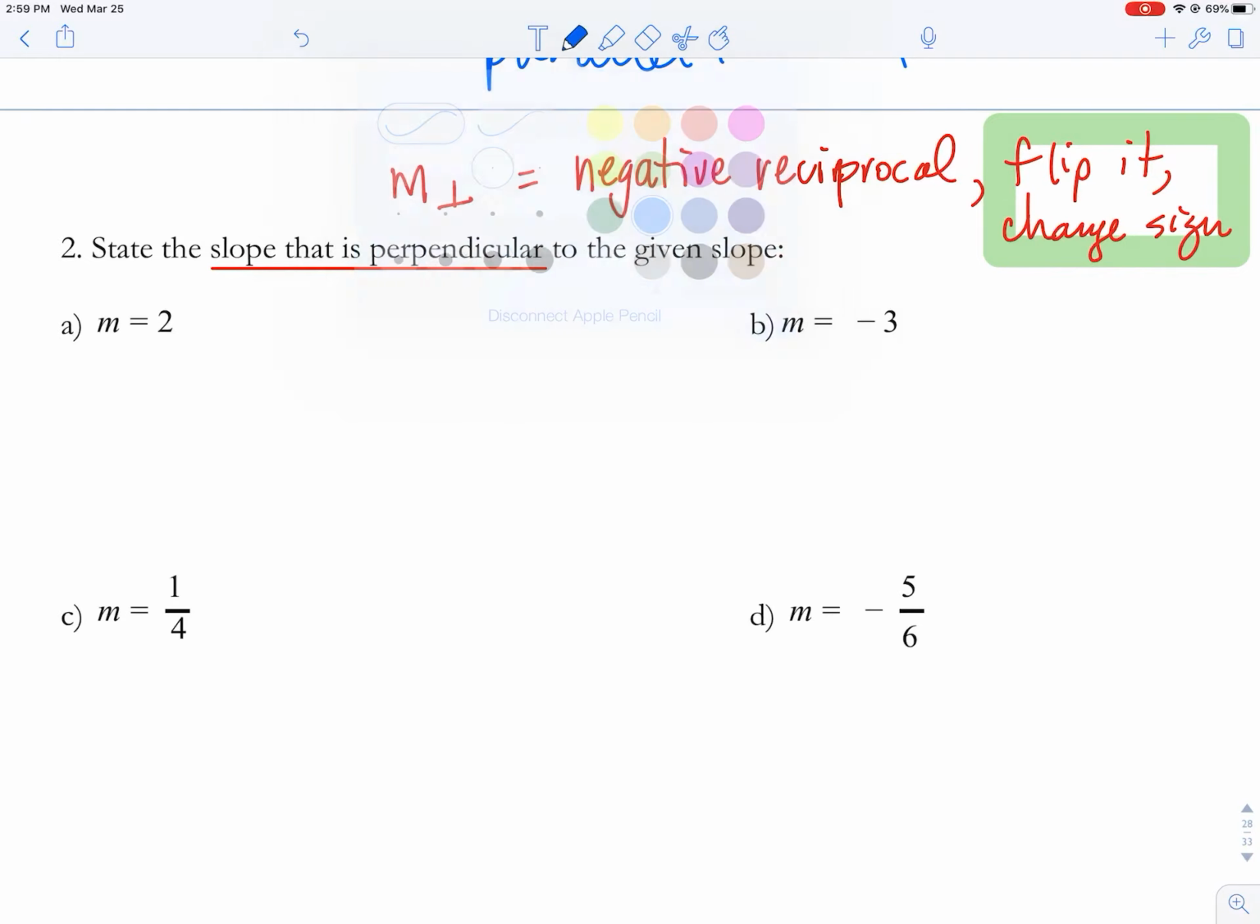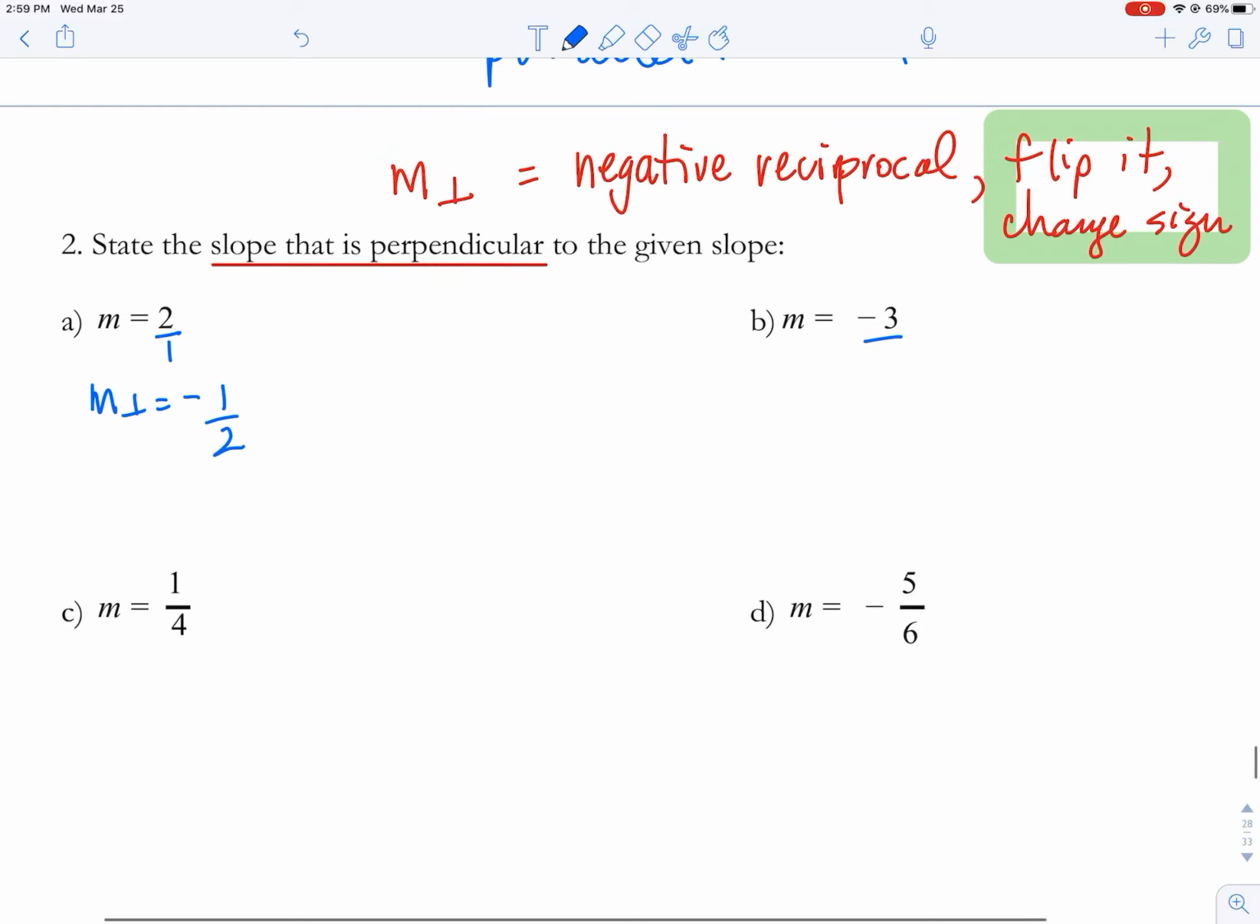So if our given slope is 2, then for our perpendicular slope, this 2 was really over a ghosty 1. So I'm going to flip that upside down so it becomes 1 over 2. I took the reciprocal, and now I have the negative. For B, m equals negative 1/3. That negative 3 really was a negative 3 over 1. So the perpendicular slope is going to be equal to the flip, and it was negative, so now it's going to be positive.